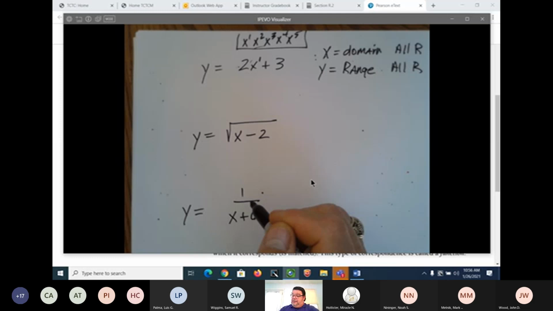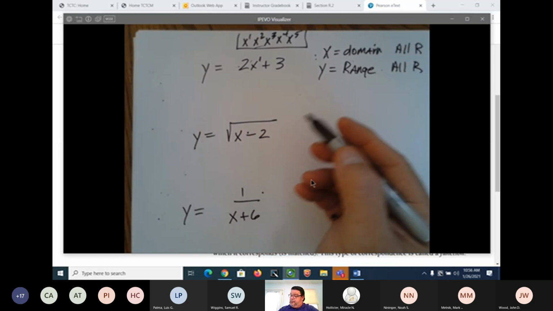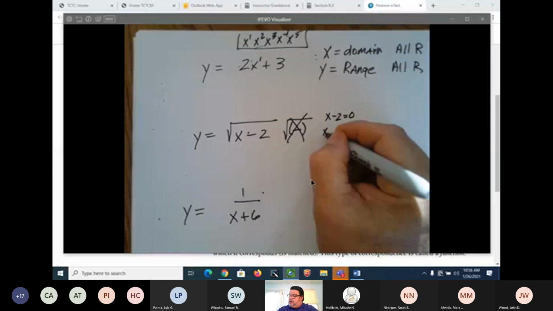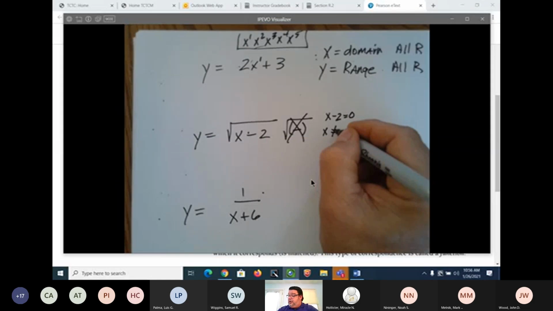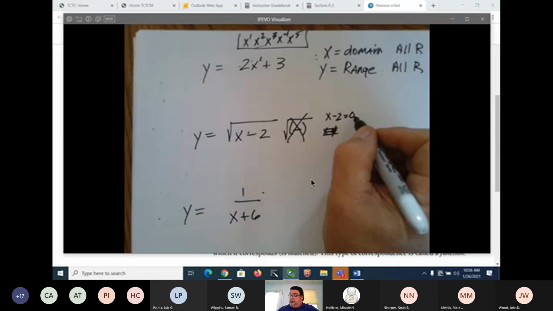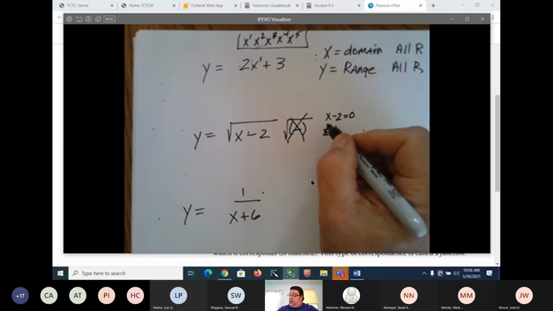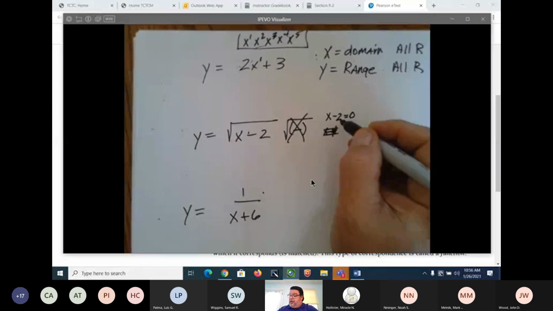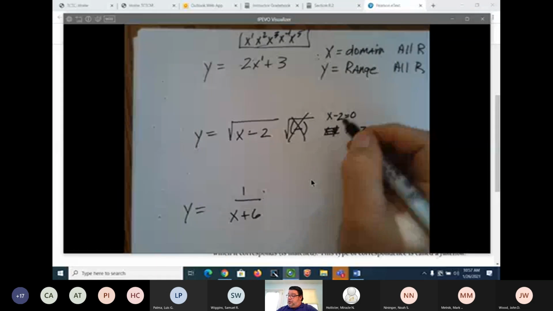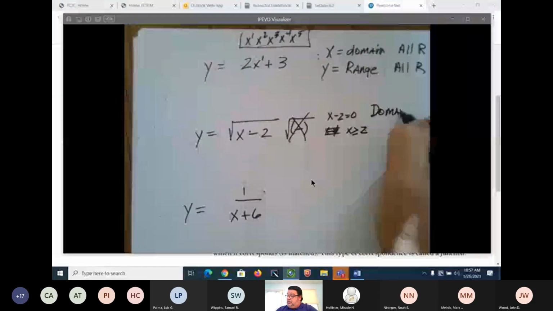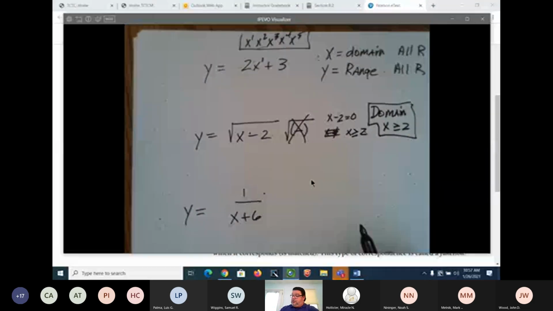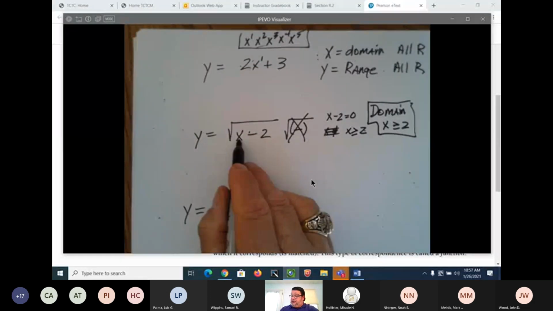Here, you can't have a negative number under the radical. So you have to say X minus 2 is greater than or equal to 0. If you put a 2 in there, you're going to get 0. If you put a 1 in there, you're going to get negative. So X has to be greater than or equal to 2. So the domain here, your 5-gallon bucket, is X is greater than or equal to 2. There's your 5-gallon bucket.